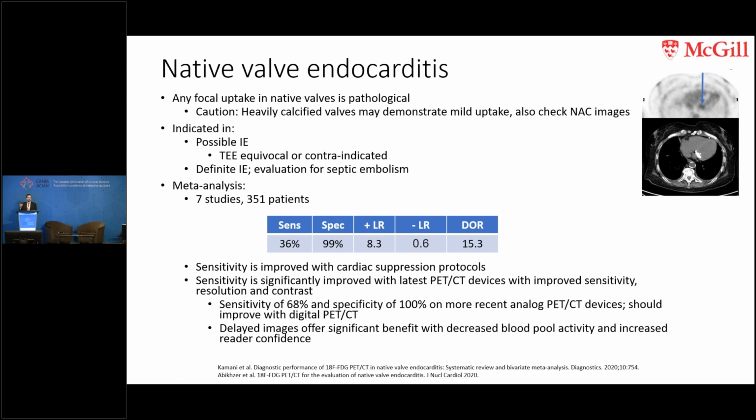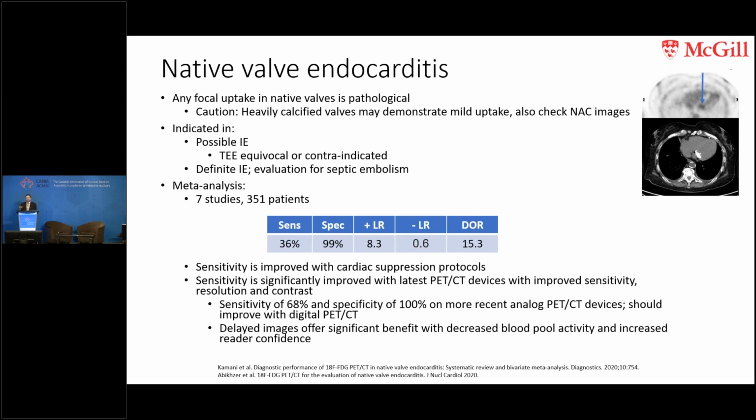So in the setting of native valve endocarditis, a PET scan would be indicated when there's possible IE by Duke's criteria, especially when the TEE is equivocal or contraindicated, and in cases of definite endocarditis to look for septic emboli. In the same meta-analysis, the sensitivity of PET scans for native valve endocarditis is much, much lower, 36% compared to the 80–90% range that we see in the prosthetic valves. However, the specificity is nearly perfect compared to the 80–85% range you're going to see in prosthetic valve endocarditis.